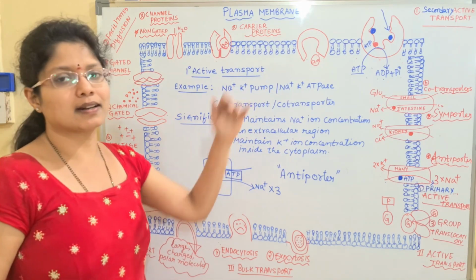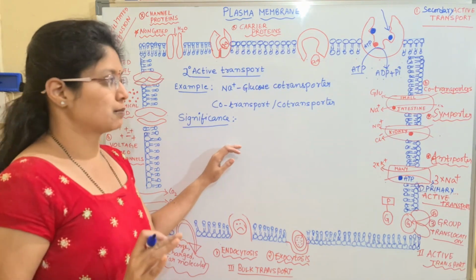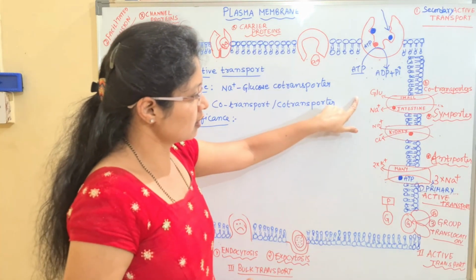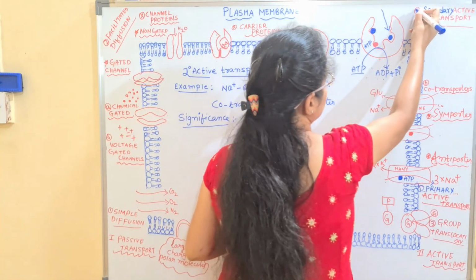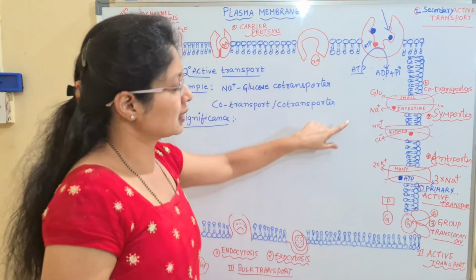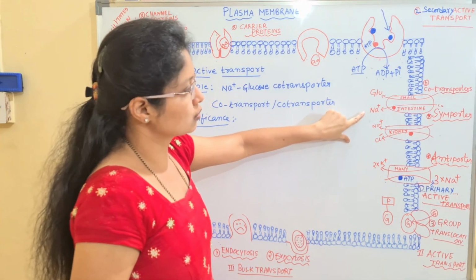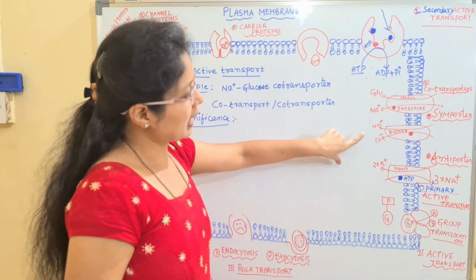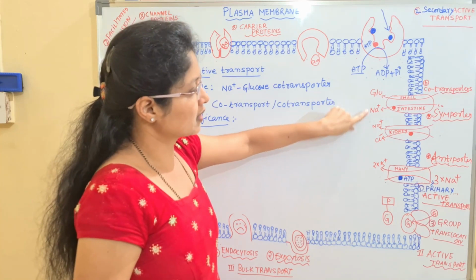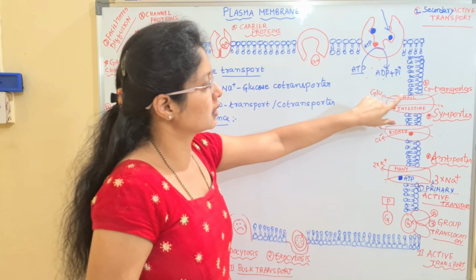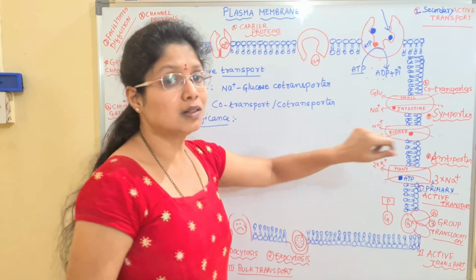And coming to the secondary active transport. In secondary active transport, I have given 2 examples. You can see this here, children. One I have given is the glucose sodium co-transporter, and another is the sodium chloride co-transporter. One example I have taken is present in the small intestine, and the other example is present in the kidney cells.